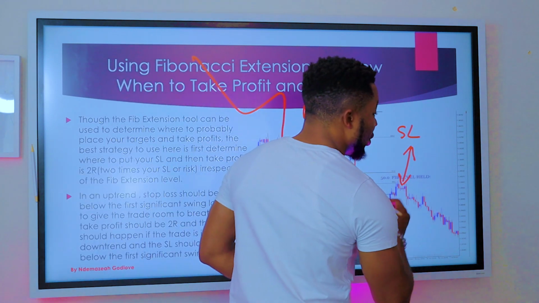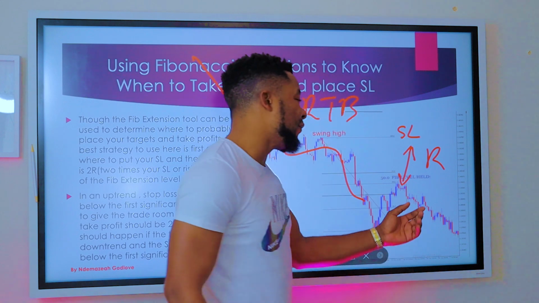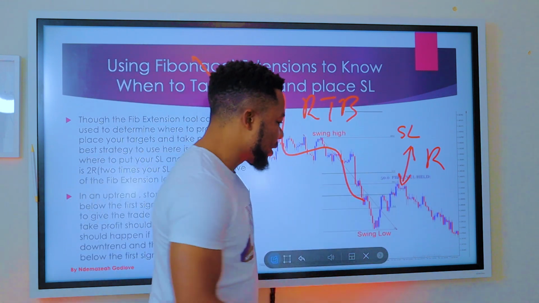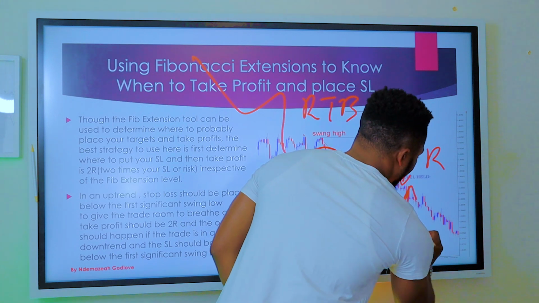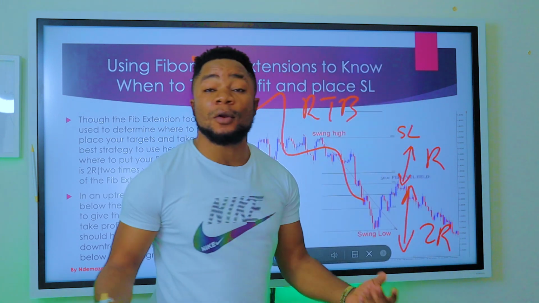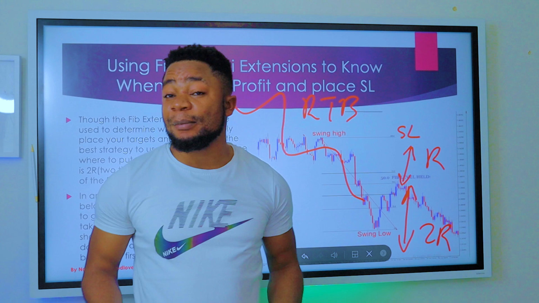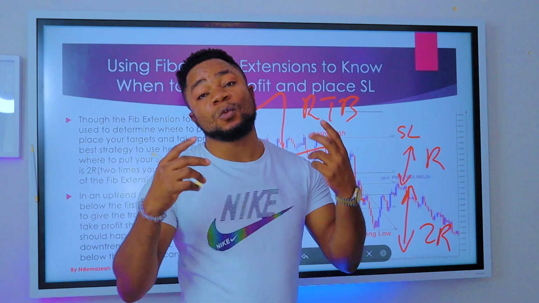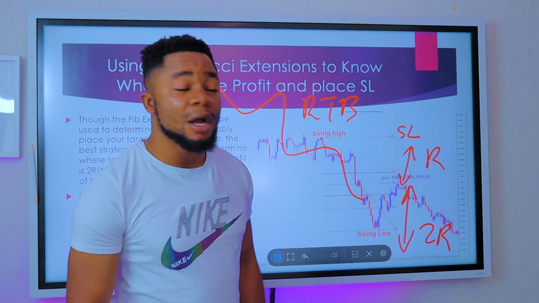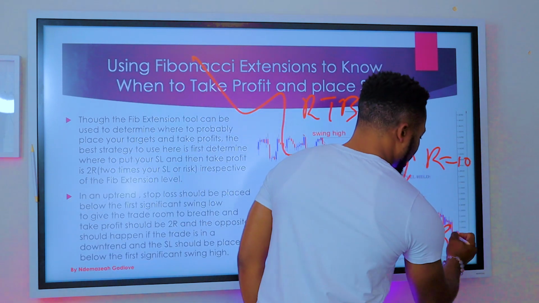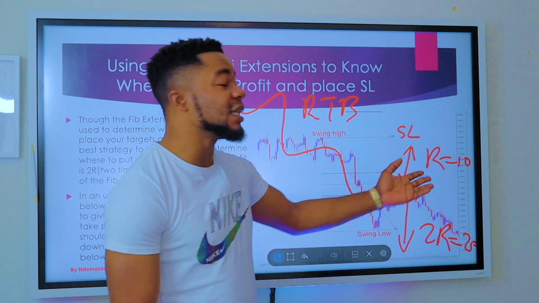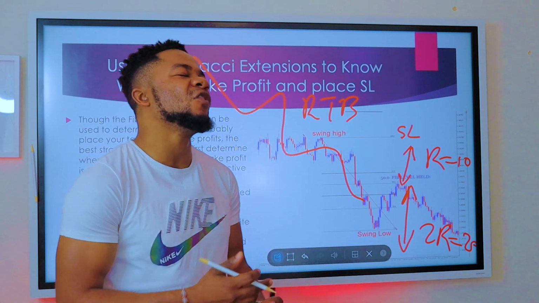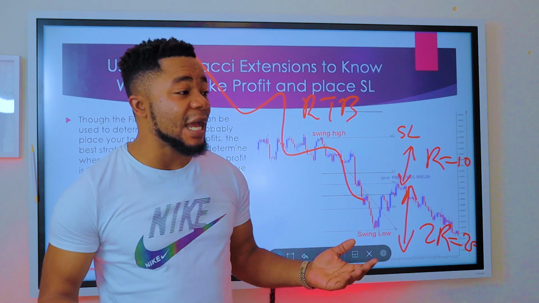And if you place your stop loss at the 100% level and you have a certain number of pips or dollar amount called arrow, then your take profit should be what? Your take profit must be at least 2 arrow. I say this all the time. So your risk to reward must be at least 1:2. So if you are risking 10 pips, then your risk to reward must be what? 20 pips. If you are risking $50, then your risk to reward must be what? $100.